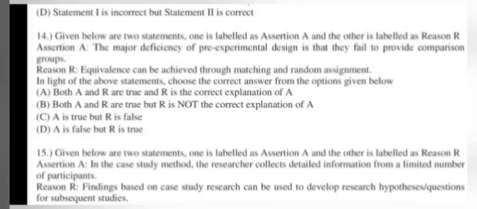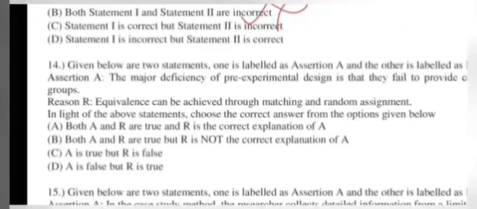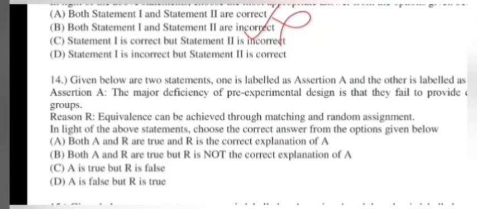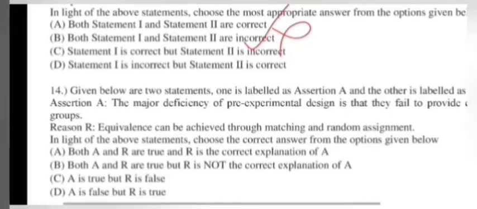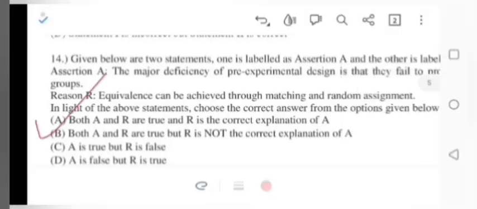14. Given below are two statements. One is labeled as assertion A and the other is labeled as reason R. Assertion A: the major deficiency of pre-experimental design is that they fail to provide comparison groups. Reason R: equivalence can be achieved through matching and random assignment. Now, both A and R are true and R is the correct explanation of A. Both A and R are true but R is not the correct explanation of A. A is true, R is false. A is false, R is true. What will be the correct answer? Both A and R are true but R is the correct explanation of A. So this is number 14.